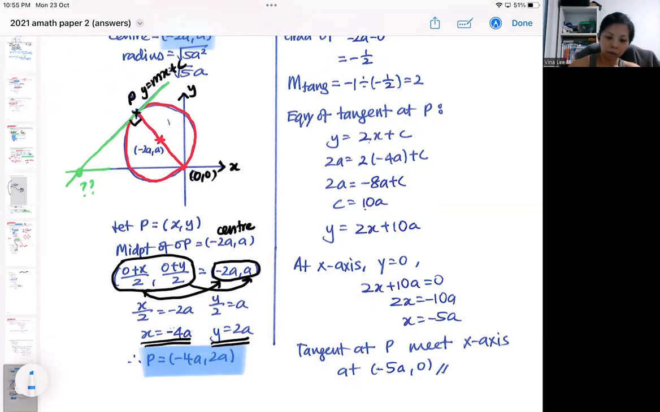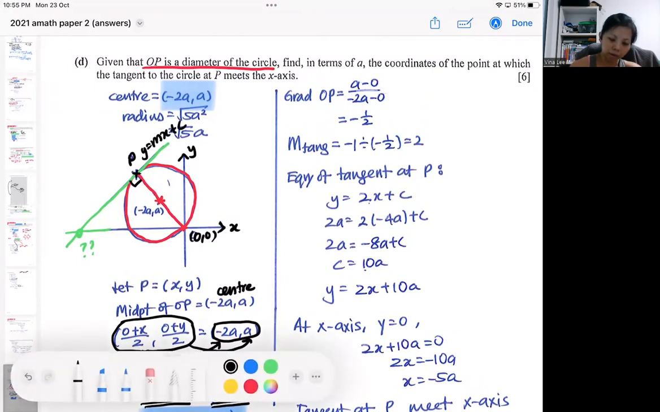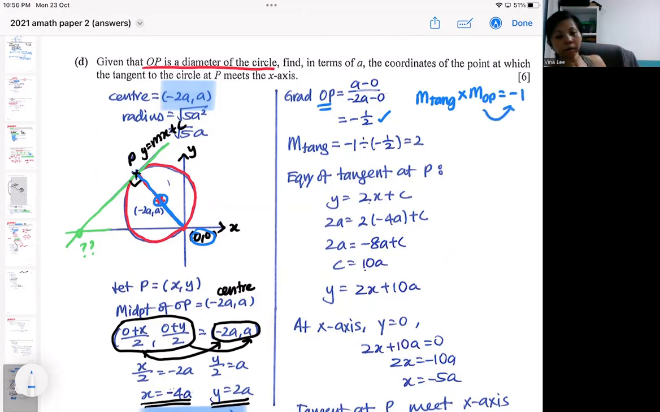Okay, and then I'm going to find the gradient. I need to find the gradient of the diameter first. So the gradient of OP, you can just use this part also can. Finding this gradient will be the same as finding this whole gradient. So I use these 2 points to find the gradient of the diameter. So that is my gradient of diameter. The gradient of tangent will be perpendicular to the diameter. So from here, I can divide over to get the gradient of tangent.